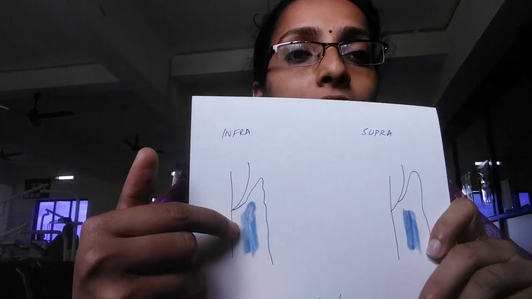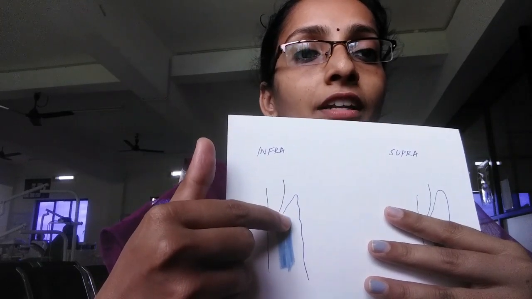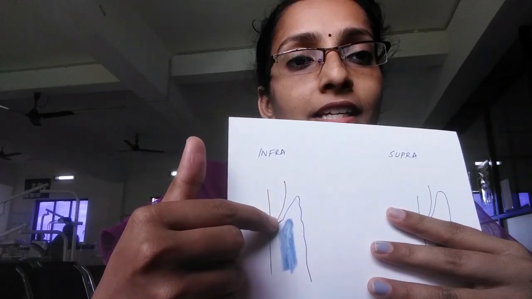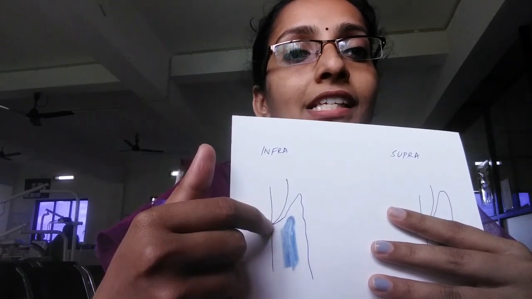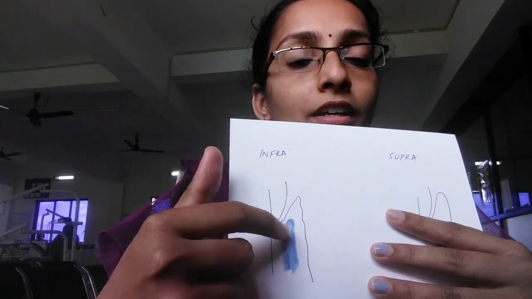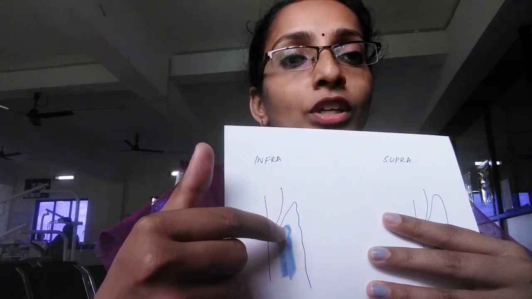Whereas in this one over here, if you see, the alveolar bone is at this level, whereas your pocket extends downwards until here. So this is an infrabony pocket. The base of the pocket is below the level of your alveolar bone.